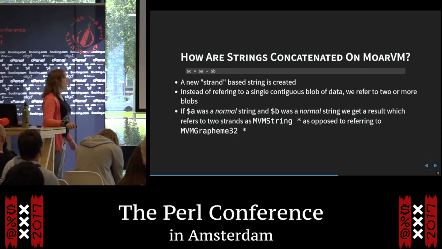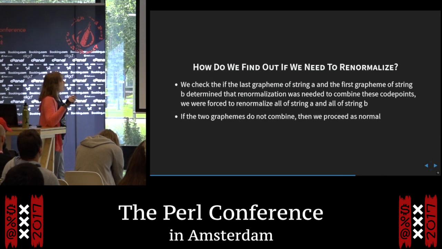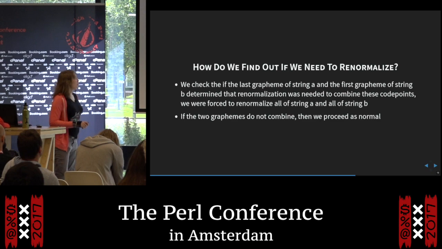And because they're immutable, if they weren't immutable, you might do something more complicated like move one, but they're not. So that's how we concatenate in a simple way. If we're able to, we just create a reference to the two and we're done with that. So what happens if we need to renormalize?